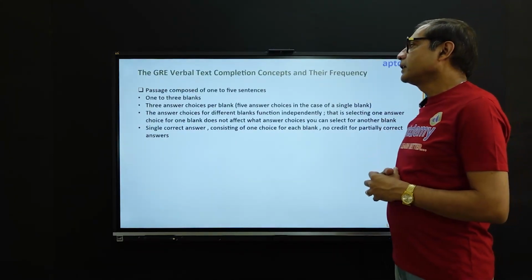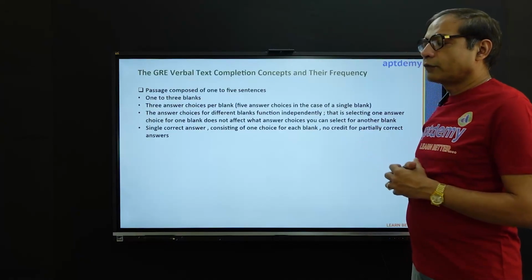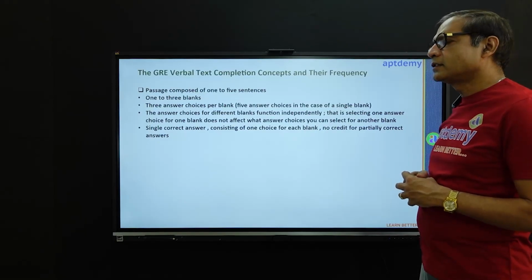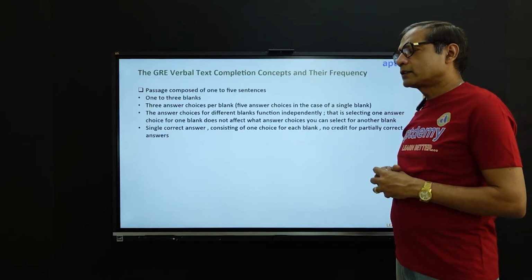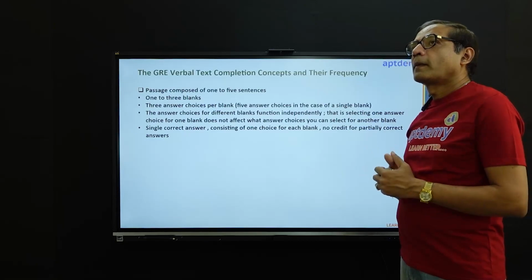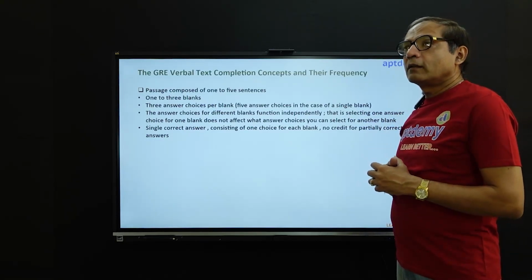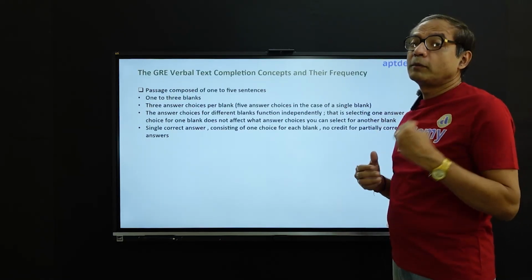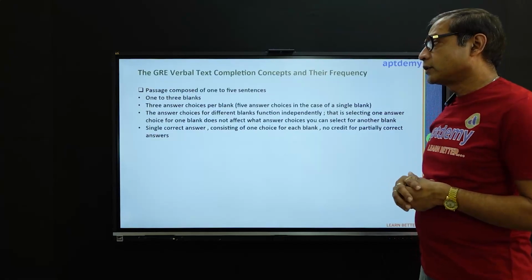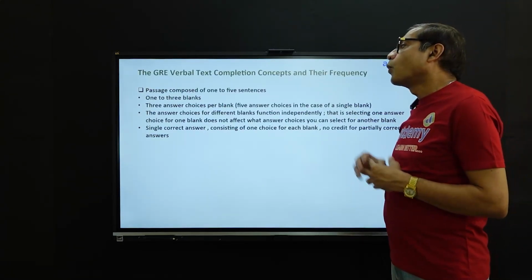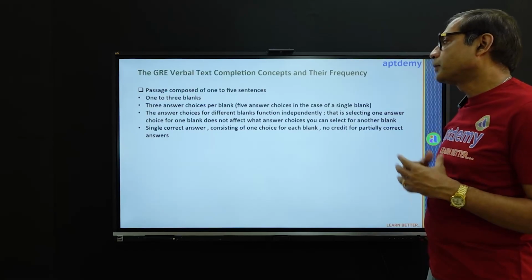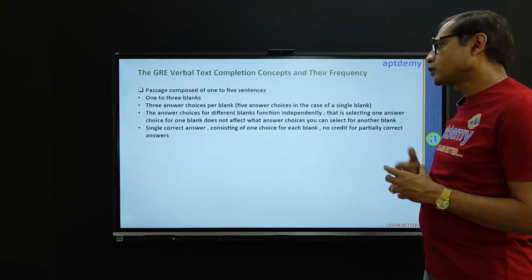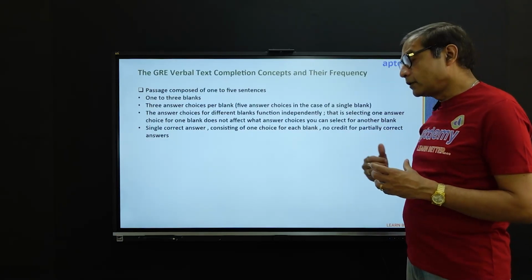So the GRE verbal text completion concepts and what their frequency is. Passages basically are composed of 1 to 5 sentences, expecting 1 to 3 blanks. So probably 2 questions with single blanks, 2 questions with double blanks, and 2 questions with 3 blanks. That's what the ratio is like. It might change. So 1 to 3 blanks, 3 answer choices per blank, 5 answer choices in the case of a single blank. The answer choices for different blanks function independently.